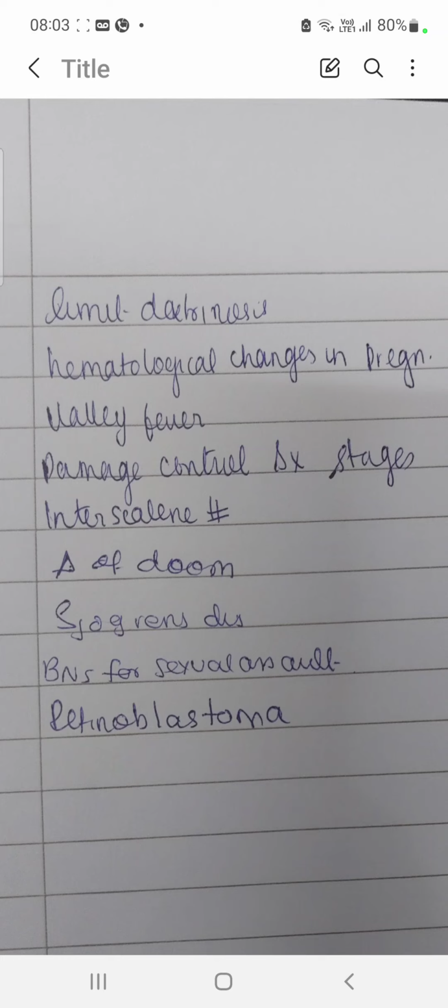BNS for sexual assault, 63. BNS 63 starts from 63 onwards. Then punishment. Then less than statutory rape and all. Then persistent vegetative state like that, 63, 64, 65, 66. Retinoblastoma, it can be familial, it will be bilateral. Sporadic, it will be unilateral.